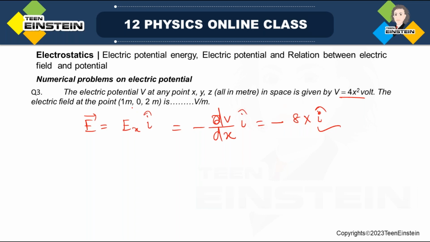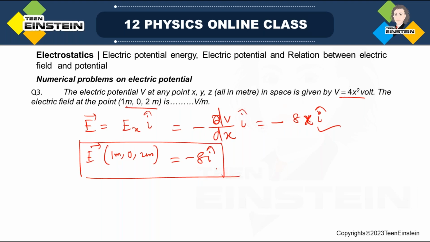See, now values, points are given again. So this is at 1 meter, 0 and 2 meter. The value you have to find out. See, there was x over here. So x is 1. So it will be minus 8i at this particular point. Okay, so this is actually electric potential.